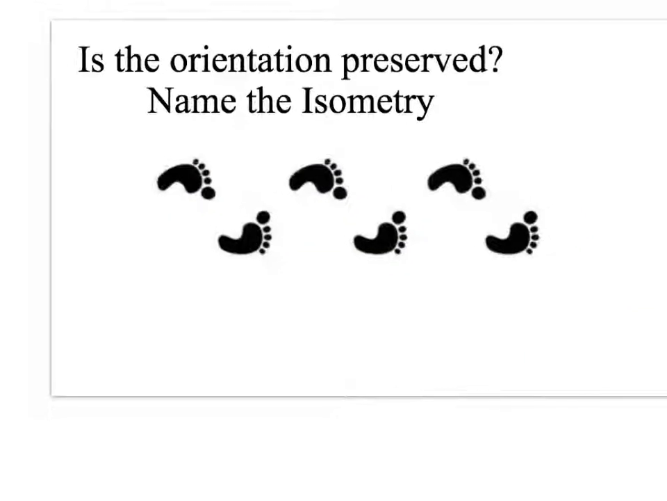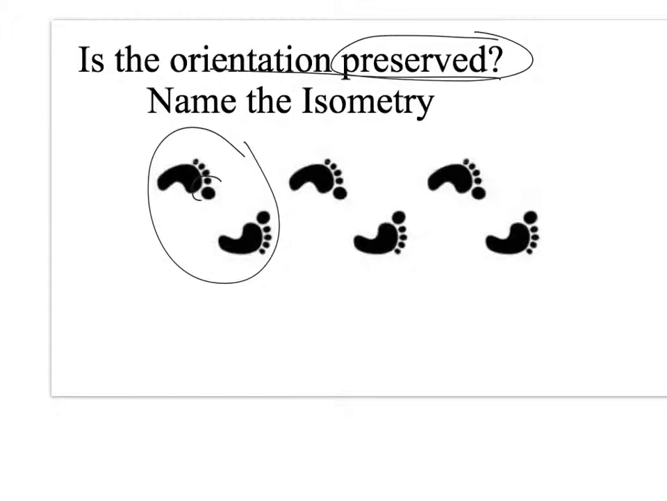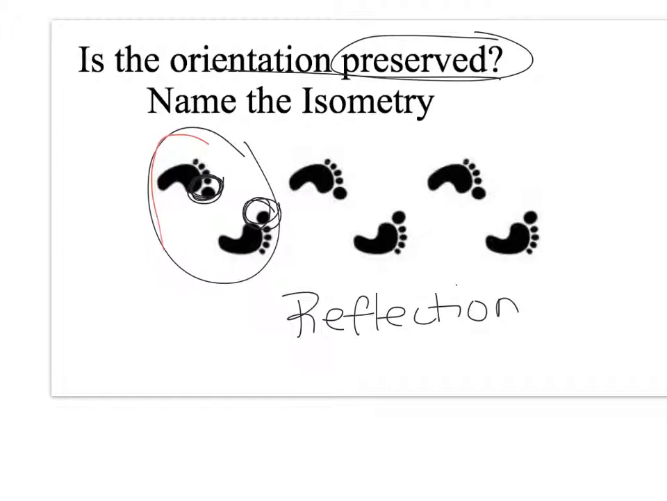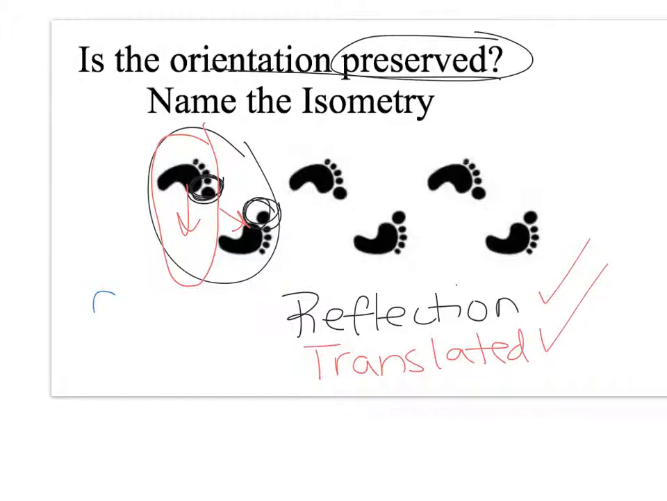So in this example, is the orientation preserved? Is the orientation the same? Look at these two footprints right here. This big toe is on the right hand side and this big toe is on the left hand side. So we know that it's going to be a reflection. To check to see if it's a glide reflection, this foot should have been right across from the other foot, but it's not. It's been shifted. Because it's reflected and it's been translated, whenever you have a reflection and a translation, then the answer is going to be a glide reflection.